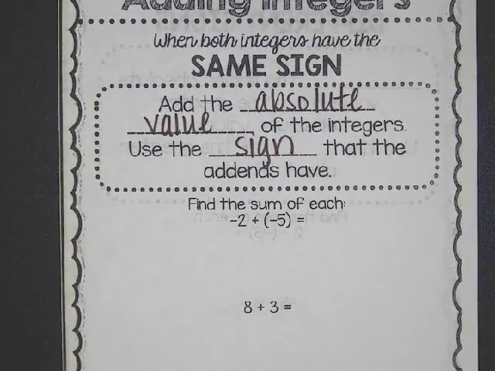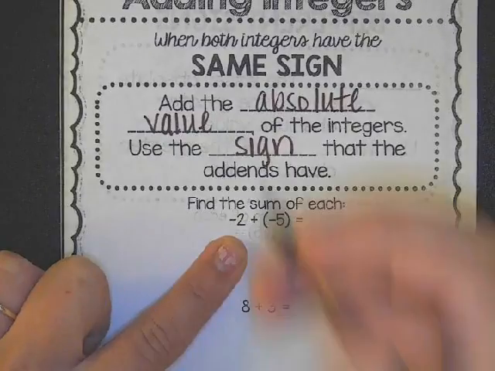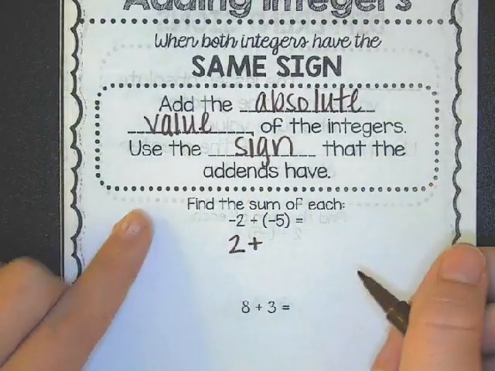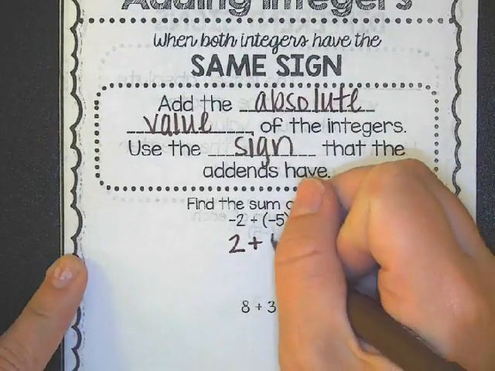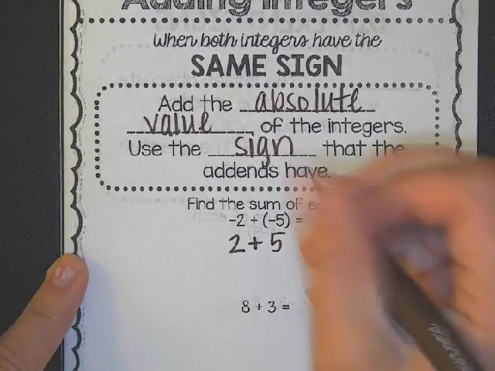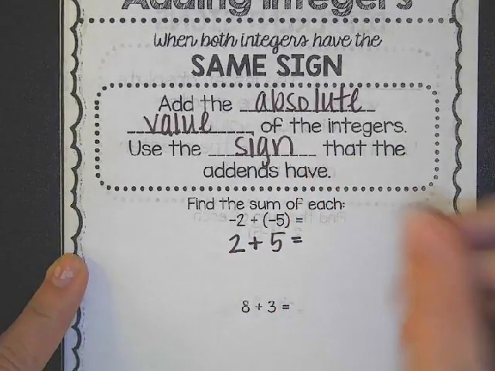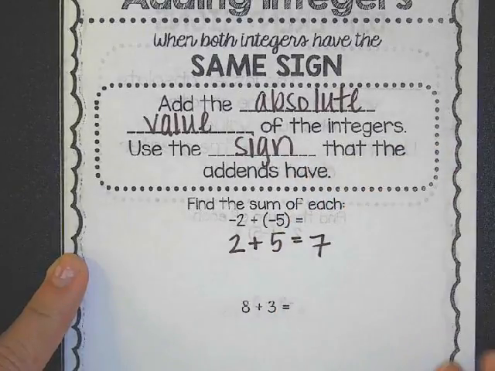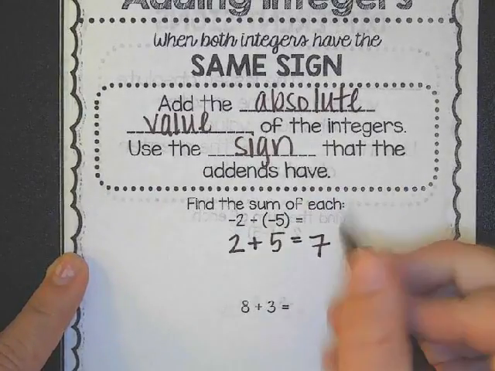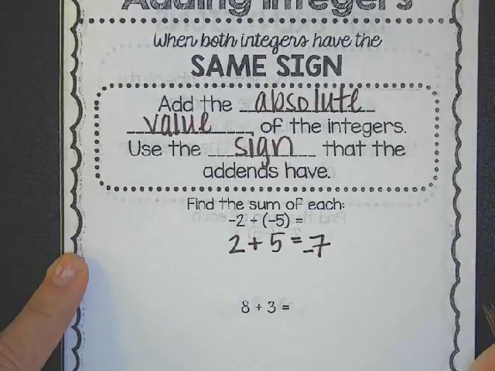First, we're going to focus on this one that says -2 plus -5. Looking at this problem, -2 is 2 away from 0, plus -5 is 5 away from 0. We're going to add 2 plus 5. 2 plus 5 is 7. However, we need to use the sign. They are both negative, so therefore this is a -7.